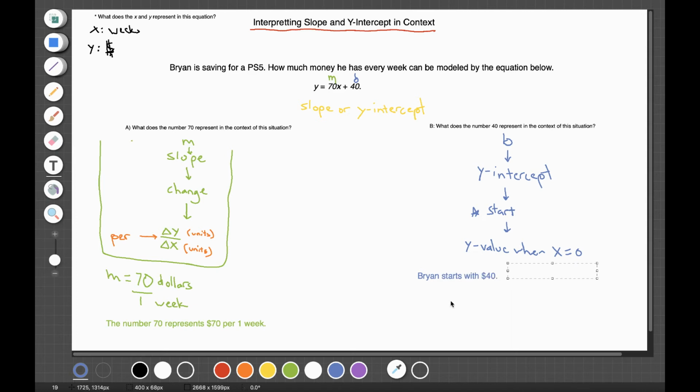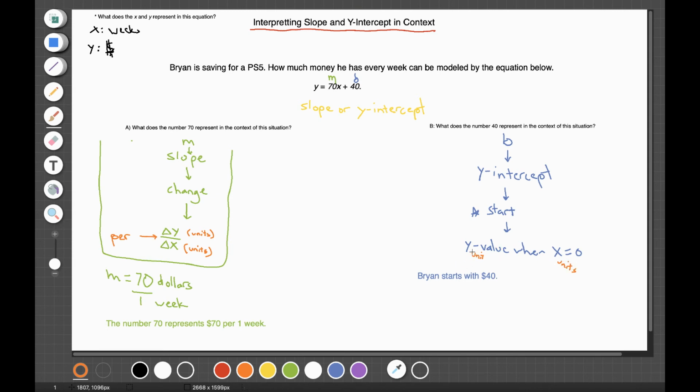The other way we could think about it, and this is going to be more important to some of the other contexts that we see, because it's not always so neat and clean, like oh, it's how much you started with. Sometimes we're not talking about money. It's not so easy. So let's think about this other part. It's the y value. And more specifically, it's the y value in units. So it's the y unit value when your x units are 0.